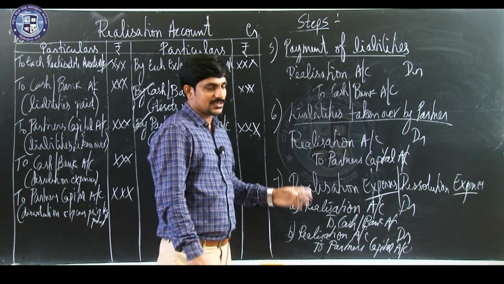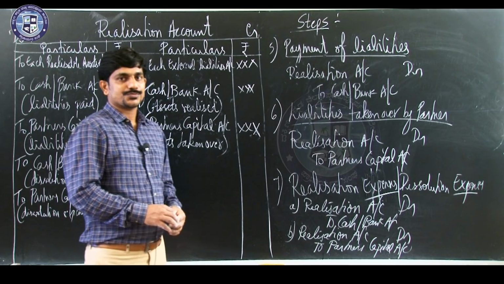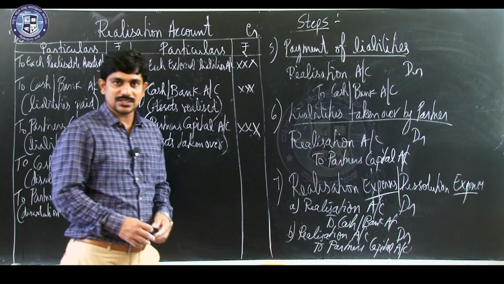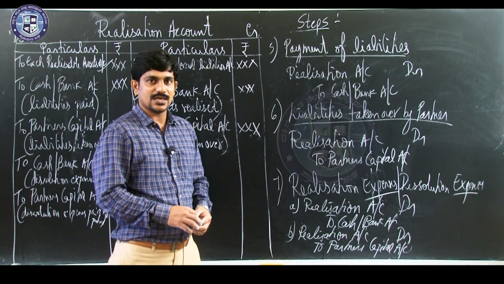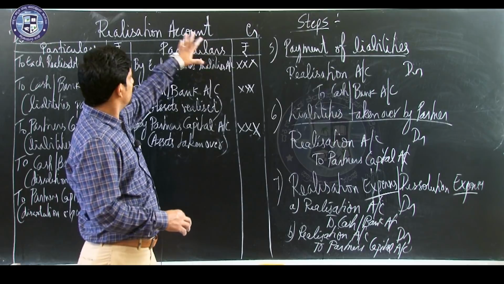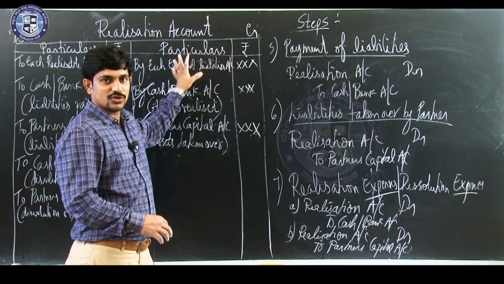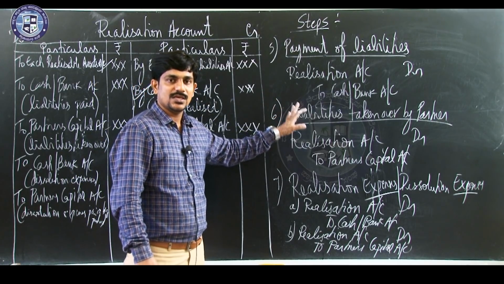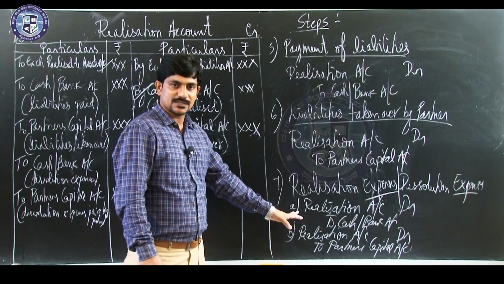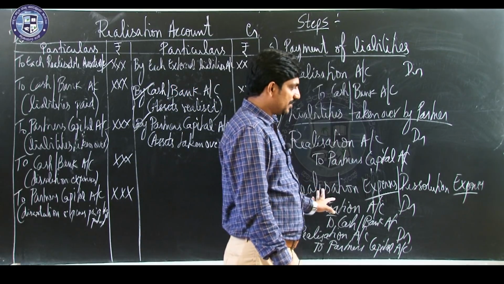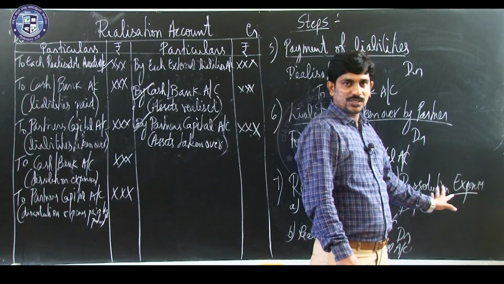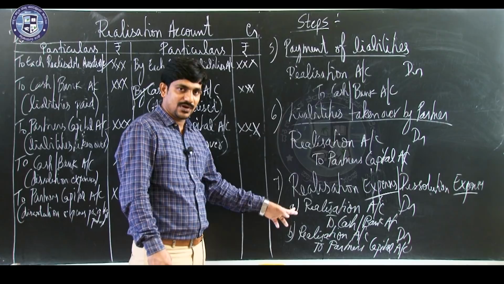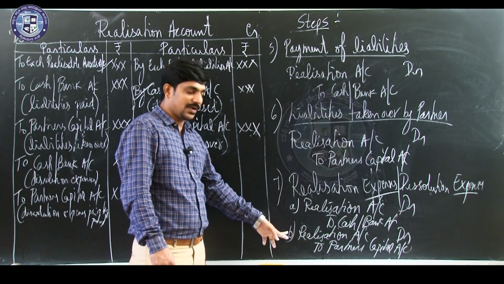Then the final last adjustment is what? How to record the realization expense or dissolution expense. Realization expenses and dissolution expenses are nothing but for carrying out the dissolution process, that is assets realized and payment of liabilities, the firm needs to incur certain expenses called realization expenses or dissolution expenses. Here also the realization or dissolution expense can be paid by the firm or it will be paid by the partner.